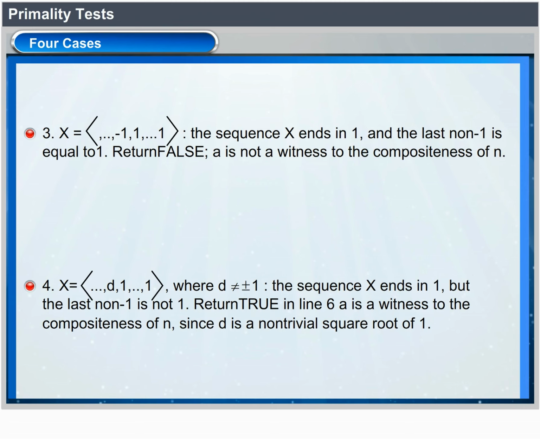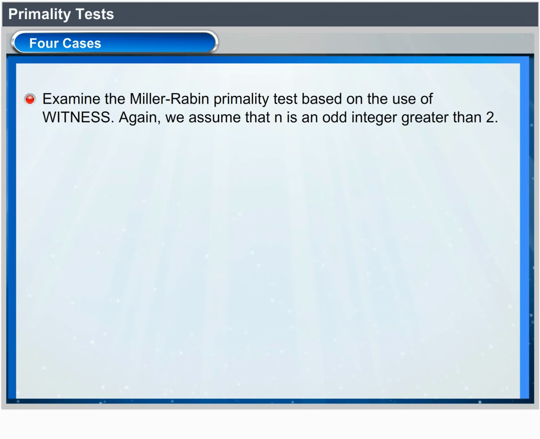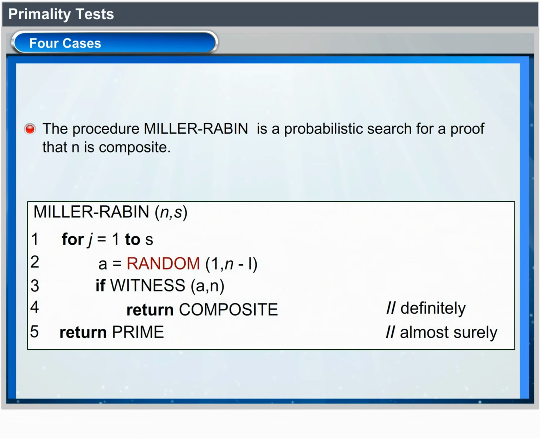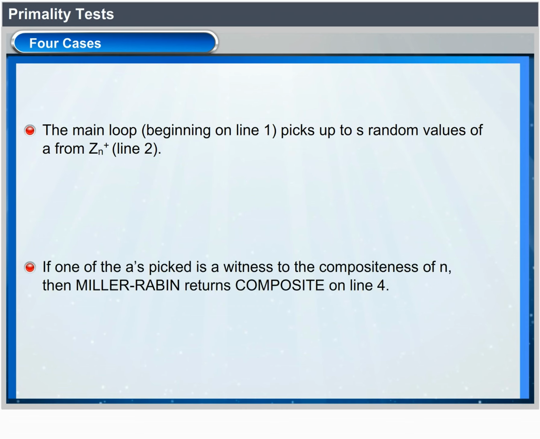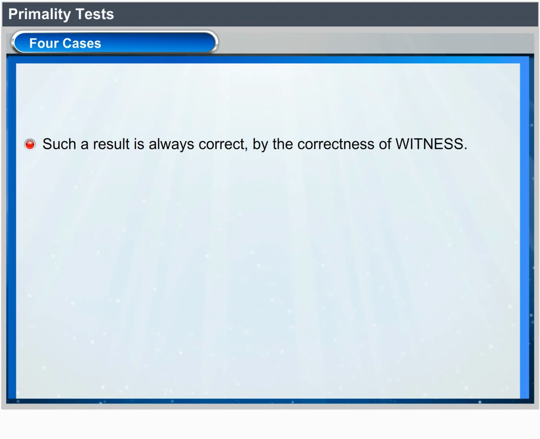Examine the Miller-Rabin primality test based on the use of witness. Again, we assume that n is an odd integer greater than 2. The procedure Miller-Rabin, shown in the figure below, is a probabilistic search for a proof that n is composite. The main loop beginning on line 1 picks up to s random values of a from Zn+ in line 2. If one of the a's picked is a witness to the compositeness of n, then Miller-Rabin returns composite on line 4. Such a result is always correct by the correctness of witness.